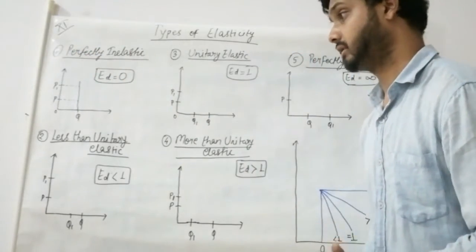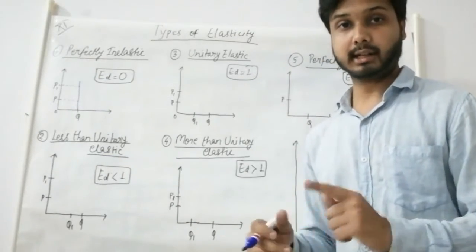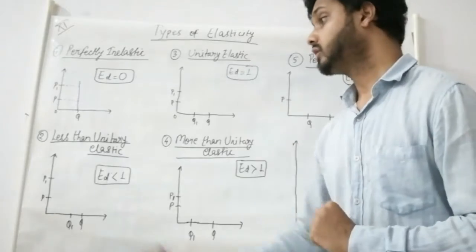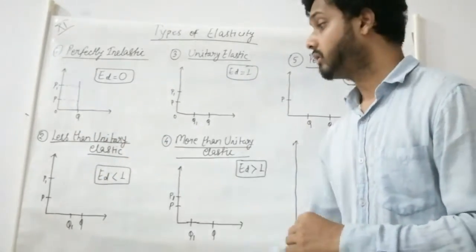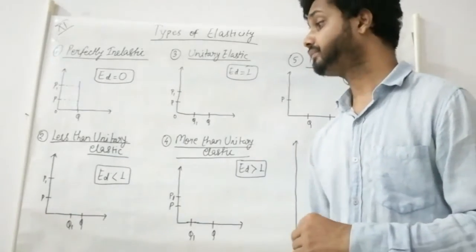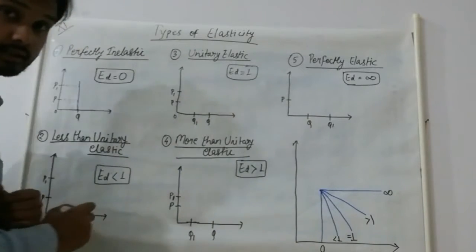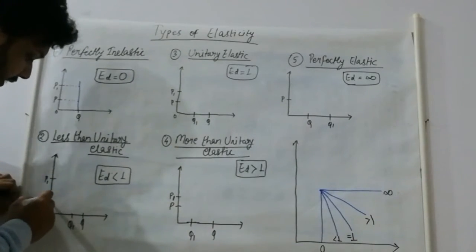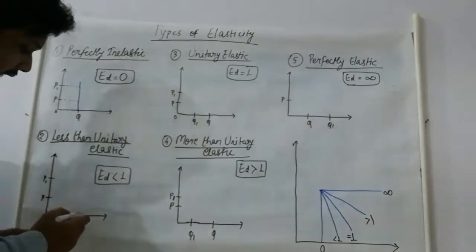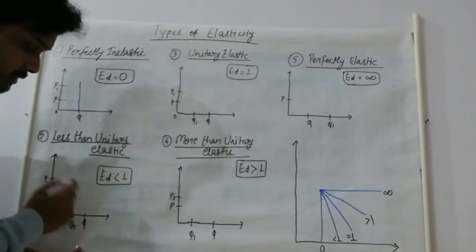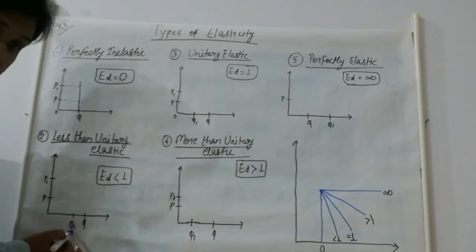The second condition is less than unitary elastic. Unitary means 1, unit means 1. So less than 1, or less than unitary elastic. First we will see how the diagram is made. Here, students, you can see the price of the commodity has increased from P to P1, and as we know, when price increases, the quantity decreases. So from Q, the quantity demanded has decreased to Q1.